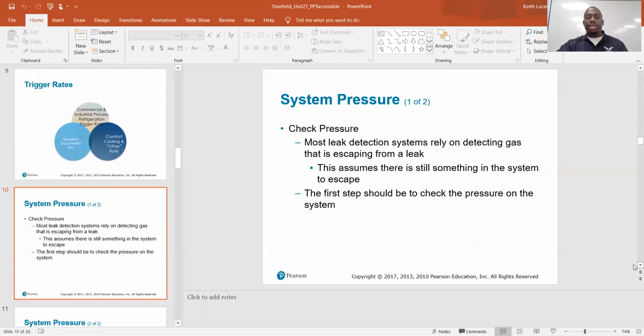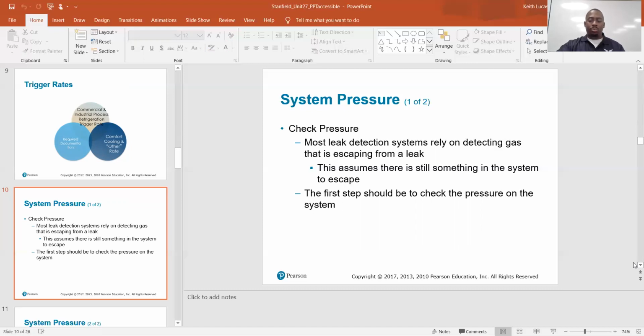System pressure. Check pressure. Most leak detection systems rely on detecting gas that is escaping from a leak. This assumes there is still something in the system to escape. The first step should be to check the pressure on the system.